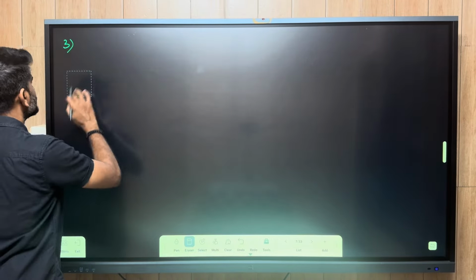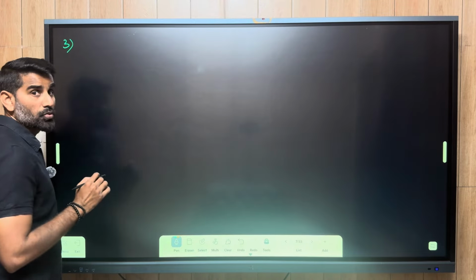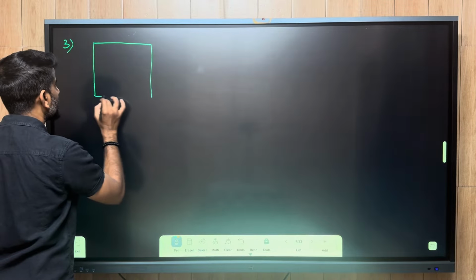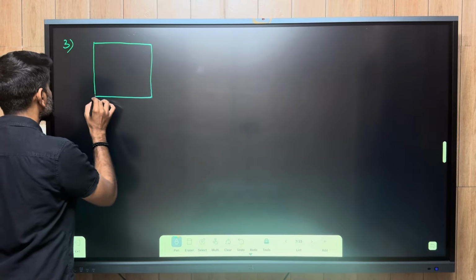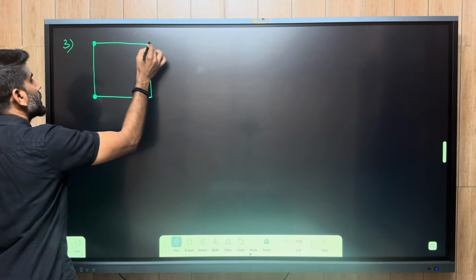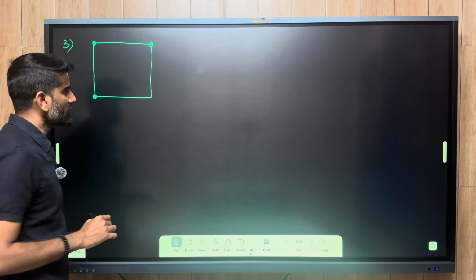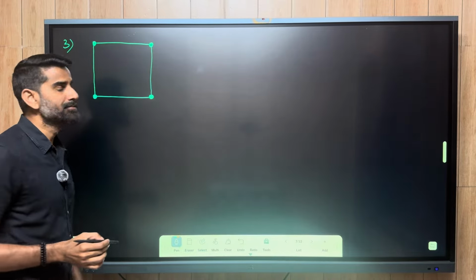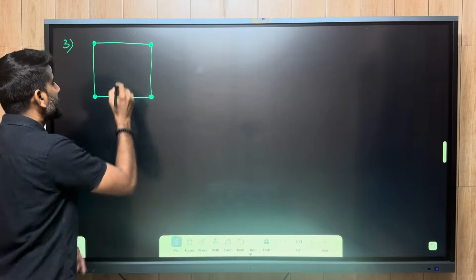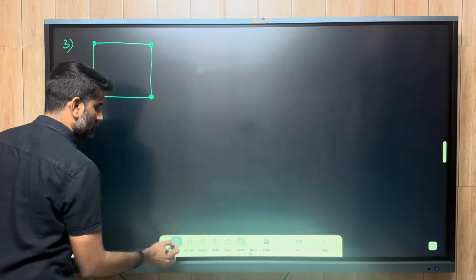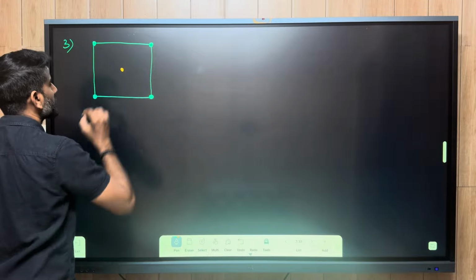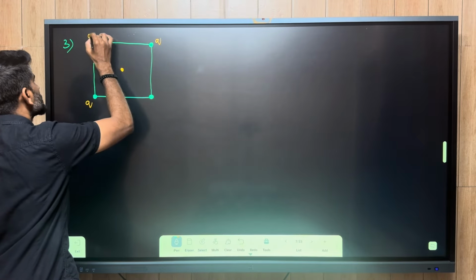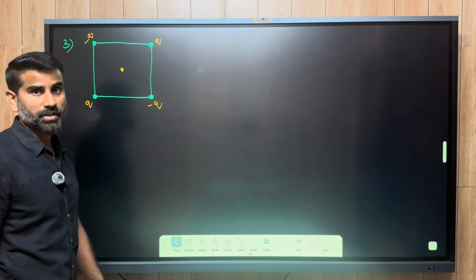Let's take a square. Charge is arranged on a square. This is a square where I have placed the charges here, and here. Let's say I have taken the charge here also. Now I want to find the net electric field at the center of the square. Let's say here the charge is q, here the charge is q, here the charge is minus q, here the charge is minus q again.